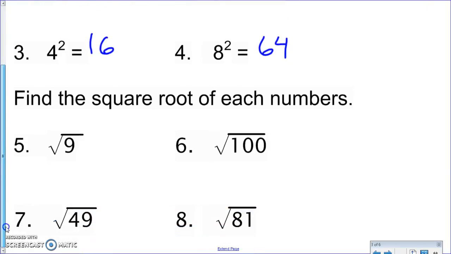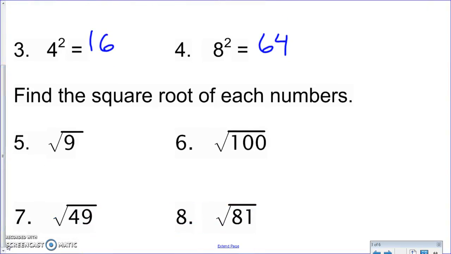Find the square root of each of the numbers. So the square root is the number times itself that gets us the number that's inside the house. So the square root of 9 is 3 because 3 times 3 equals 9. For 6, we want the square root of 100, and we know that 10 times 10 equals 100. So the square root of 100 is 10.